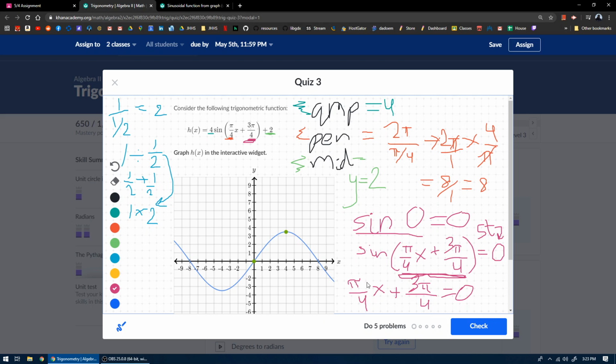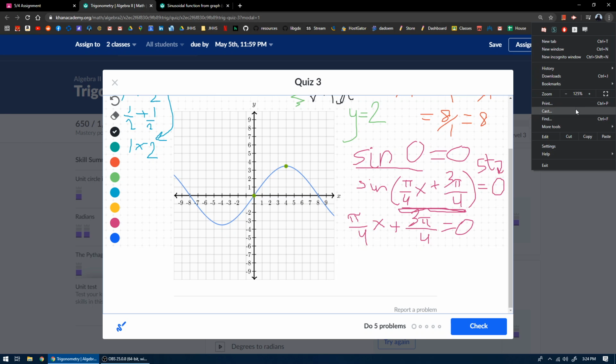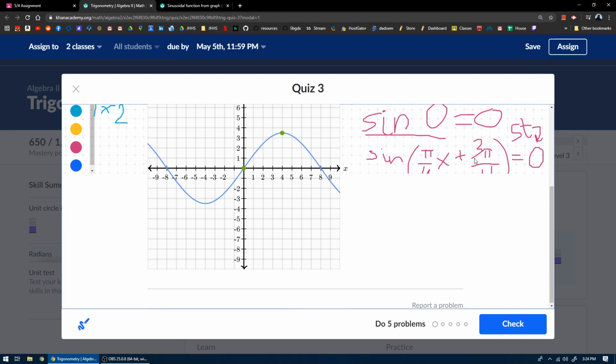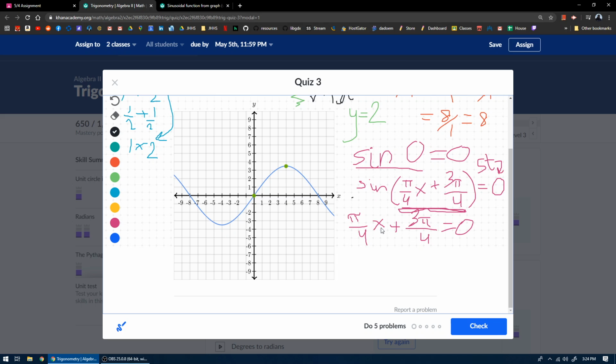Okay? So some of you may be able to solve this on your own, but let's talk through this. I have pi over 4 times some number. I could choose what this number is. Plus 3 pi over 4 is equal to 0. What's different about these two numbers? Well, the first one is pi over 4. The second one is 3 pi over 4. What's different about these two numbers? Well, there's a 3 here, right? There's no 3 here.